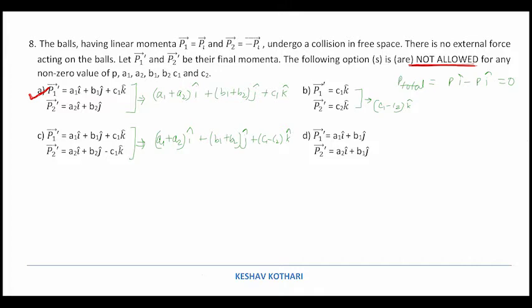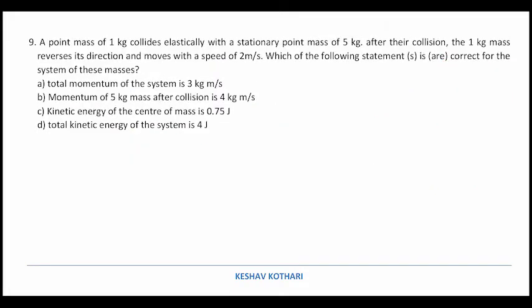If we look at this option, we get the final momentum as equal to a1 plus a2 i cap plus 2 b1 j cap. In order to obtain the zero value, it is possible that we can write a1 is equal to minus a2. But over here, in order to make this 0, b1 should be equal to 0, but it is not allowed. So I can say that this alternative will not hold true for us. So for this problem, A and D are the correct alternatives. Let us deal with the next problem.